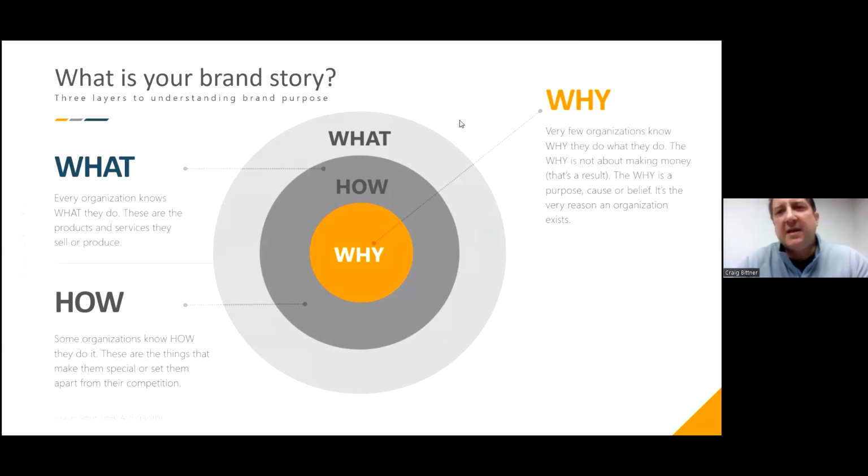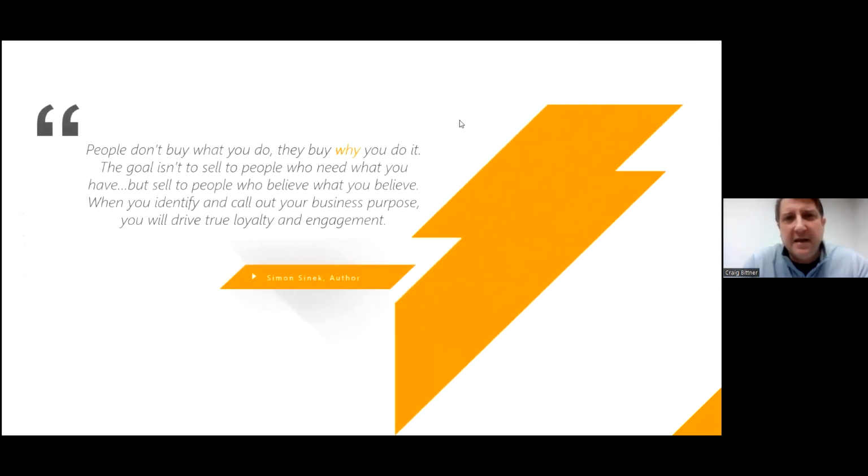And how to get to that why can be done a number of ways. And this is a process we've evolved over time. And this is what we've really found works for a lot of our clients. So this is a quote that Simon Sinek wraps up when he's discussing this process, which is, people don't buy what you do, they buy why you do it. The goal isn't to sell to people who need what you have, but to sell to people who believe what you believe.